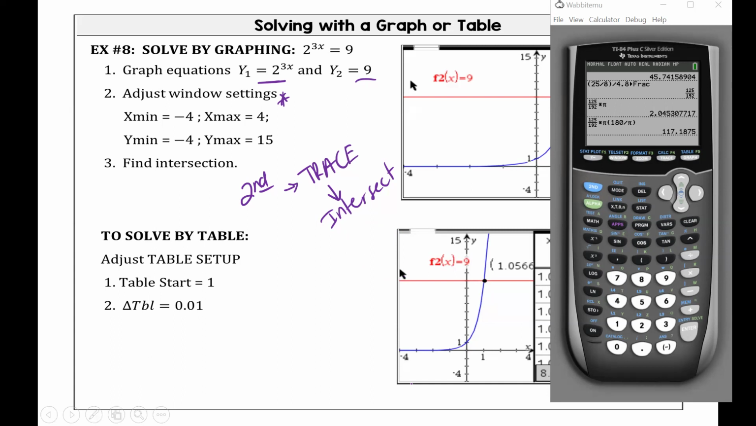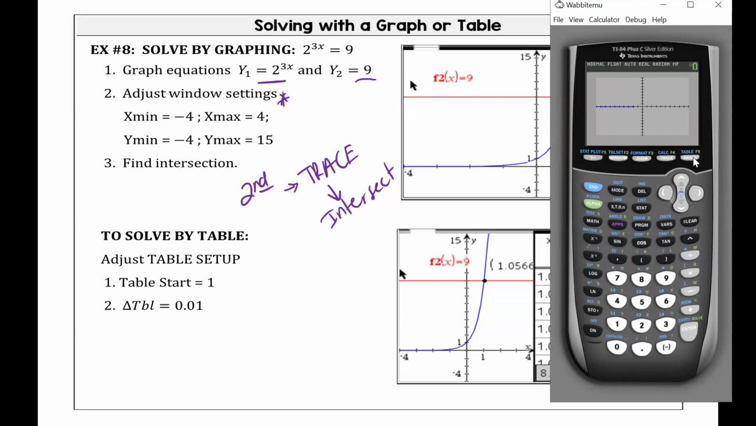Okay, so I'm going to model that for you. I'm going to clear Sylvie. So we have second plus 7, 1, 2. And then I'm going to go to y equals. I'm going to put in my left side, which is 2 to the 3x. So 2 to the 3x is my y1. I'm going to put in my right side, which is going to be my y2, which is just 9. I'm going to go to graph.